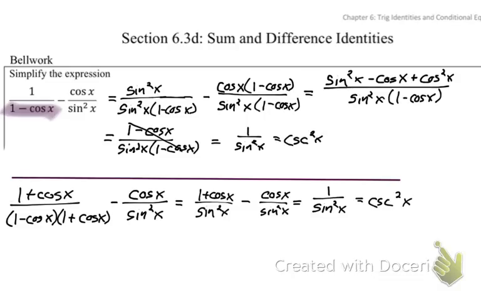Okay, so two methods. You should know how to do both methods. You should be able to look at 1 minus cosine and think conjugate. And you should also, in the back of your mind, think, well, I can also push fractions together. So you should have been able to see both methods.